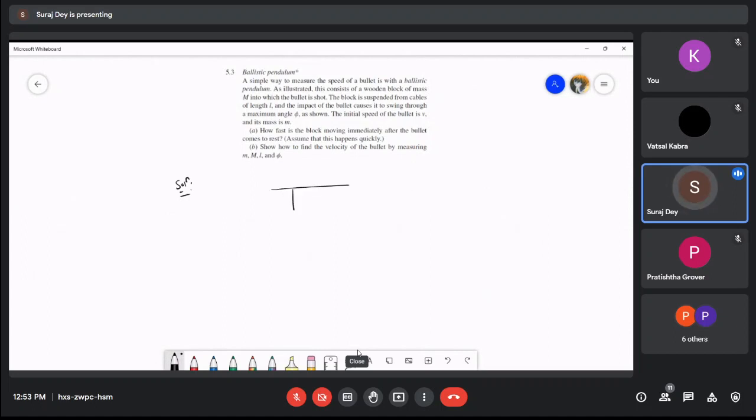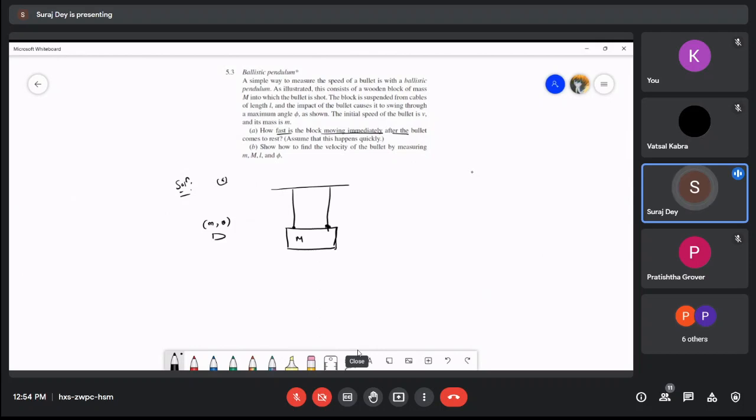So in this problem, you have a pendulum that's made of wood, and you have an incoming bullet. It has mass m and velocity v, and this is mass M. And this bullet will hit this wooden block at some time. So the first problem is to find how fast the block is moving immediately after the impact, right? So what can you do to find the velocity of this system immediately after the impact?